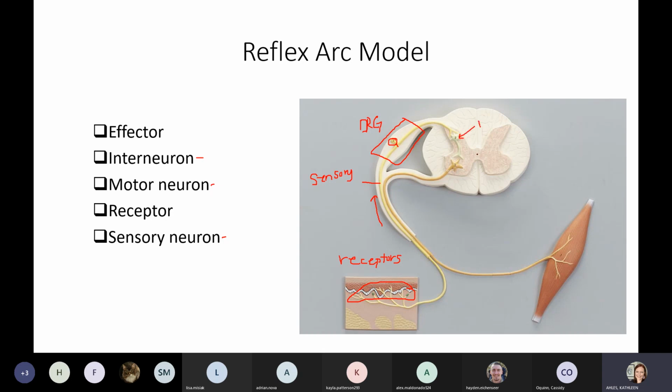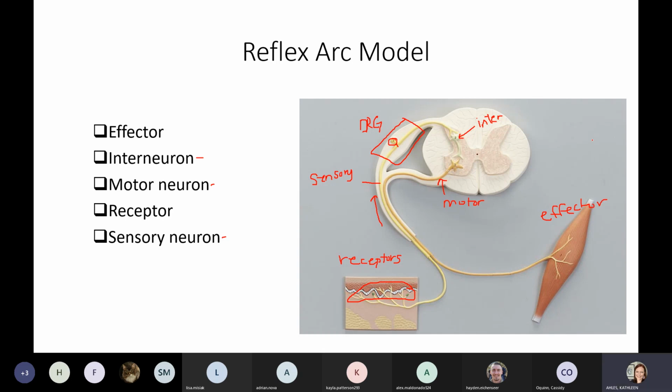We talk to the interneuron that's inside the spinal cord. The interneuron figures out what we should do and gives those directions to the motor neuron. And the motor neuron goes and talks to what we call the effector, the thing that gets the job done.